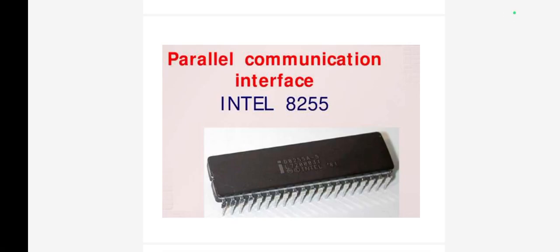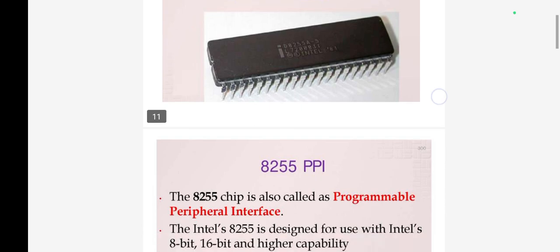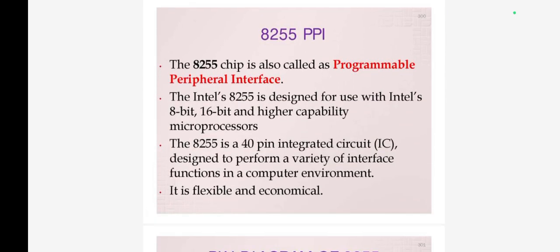The next topic is parallel communication interface, which is nothing but Intel 8255. Intel 8255A programmable peripheral interface, shortly referred to as PPI. It provides a good example of a parallel communication interface. 8255A is mainly designed for parallel data transfer. 8255A is a widely used general purpose programmable input output device.